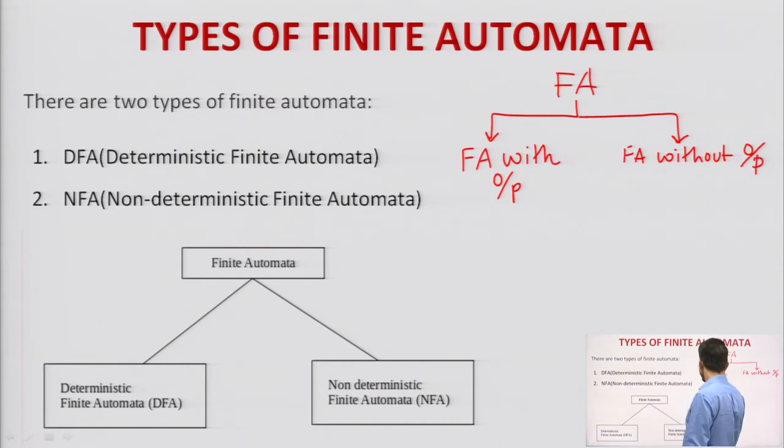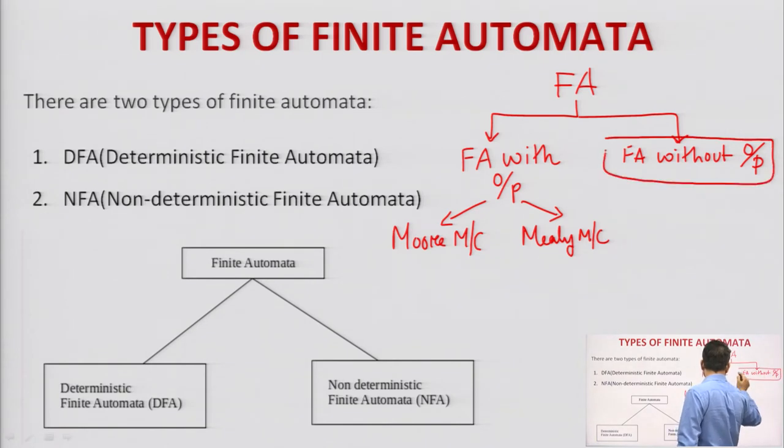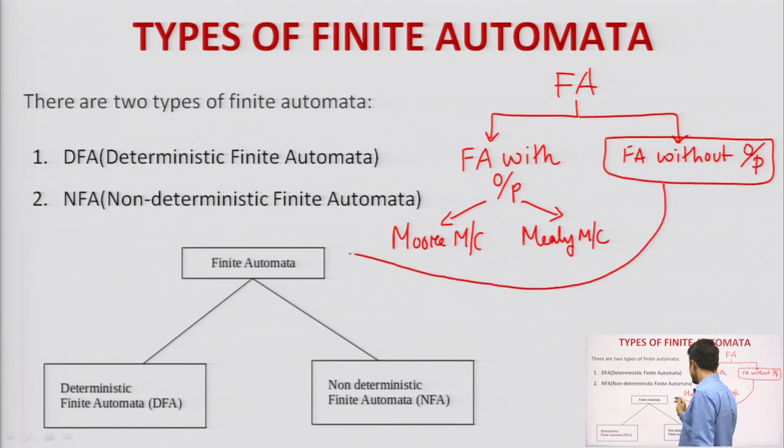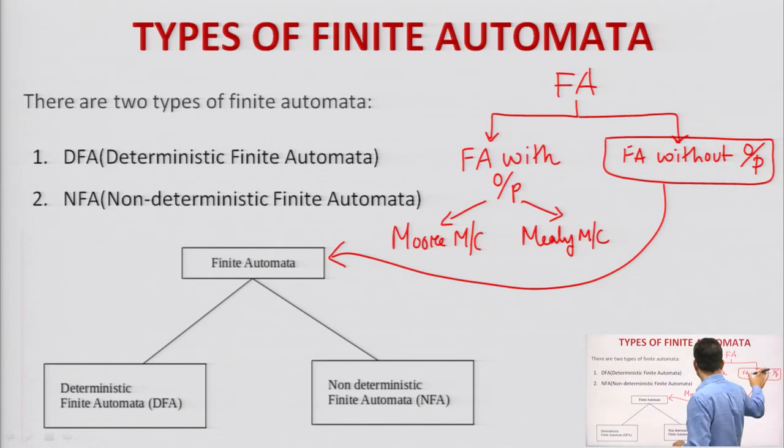With output, we will be learning two machines: one is the Moore machine, and the other one is the Mealy machine. And finite automata without output is nothing but this one. I hope it is clear to you all, right? These are just definitions you need to understand. Once we are done with all these machines, you will be able to clear it up.